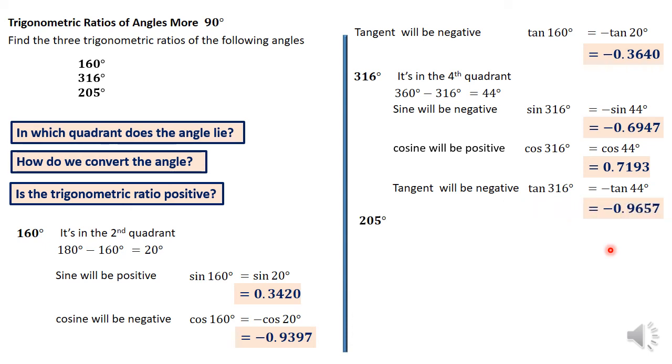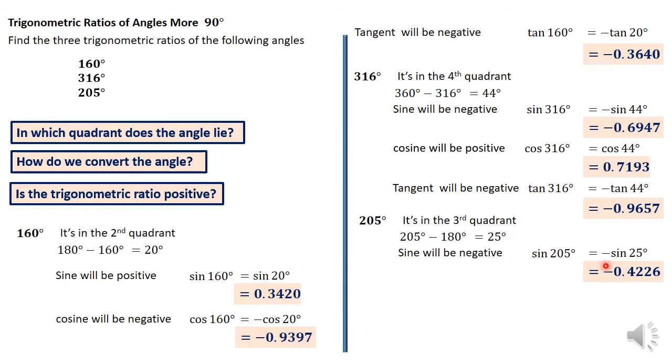Now, the next thing, 205 degrees. Now, it is in the third quadrant. We now say that the conversion is theta minus 180. In our case, it is 205 minus 180, which is 25 degrees. And therefore, we go on and say the following. Sine will be negative because in that quadrant only tan is positive. So the sine of 205 degrees will be negative sine of 25, which is negative 0.4226.